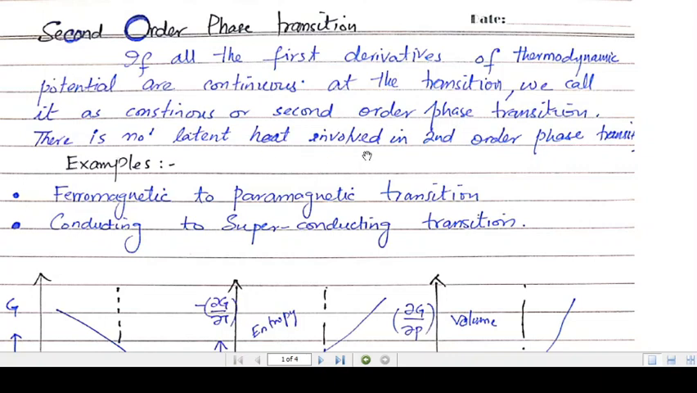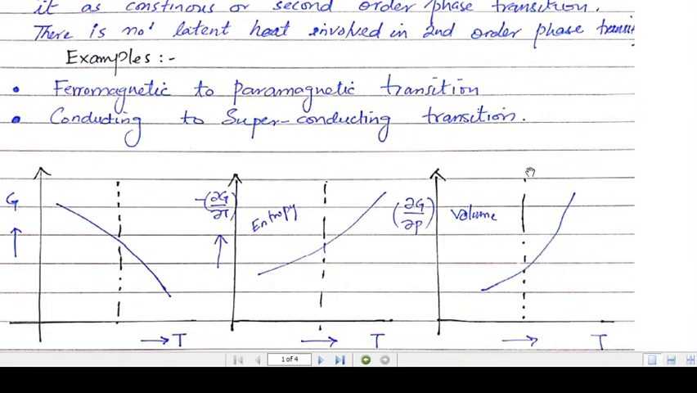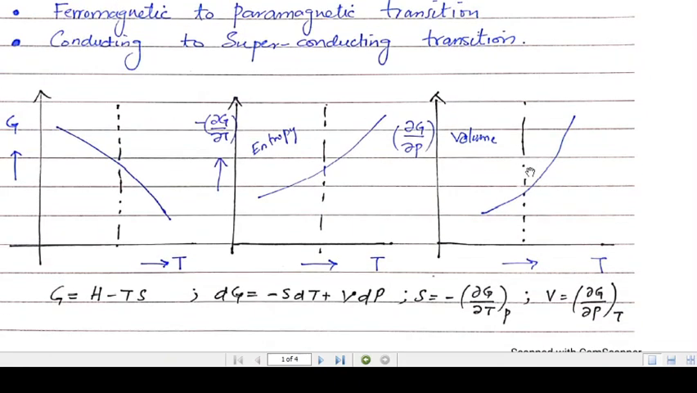The examples of such phase transitions include a ferromagnetic to paramagnetic transition or a conducting to superconducting transition. But the important point to note here is that in second order phase transition, there is no latent heat involved. So, if we plot different parameters such as the Gibbs free energy, entropy, and volume as a function of temperature, we will get curves like this.